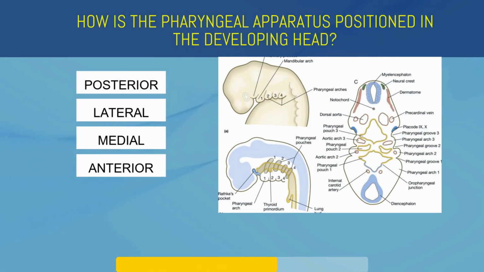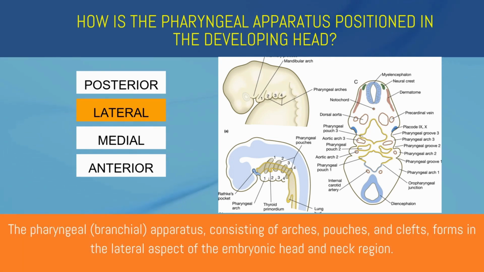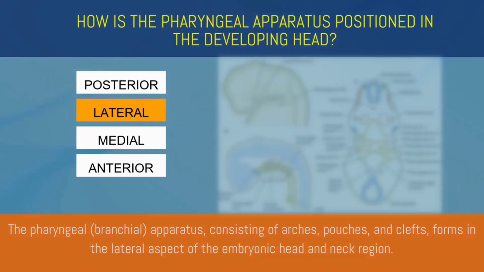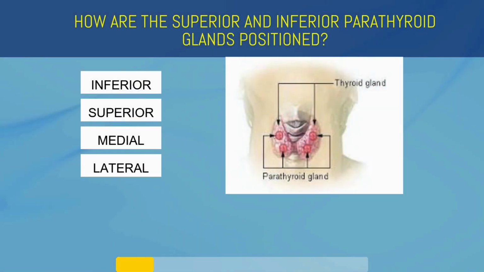How is the pharyngeal apparatus positioned in the developing head? Posterior, lateral, medial, or anterior? Lateral. The pharyngeal apparatus, consisting of arches, pouches, and clefts, forms in the lateral aspect of the embryonic head and neck region.